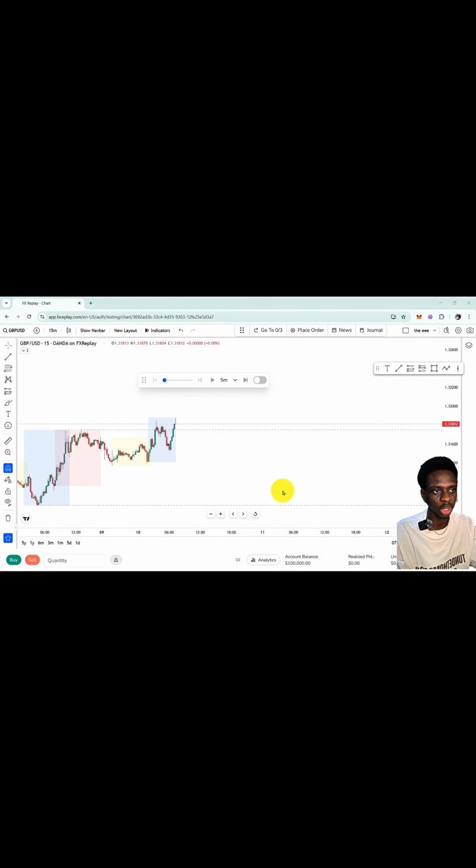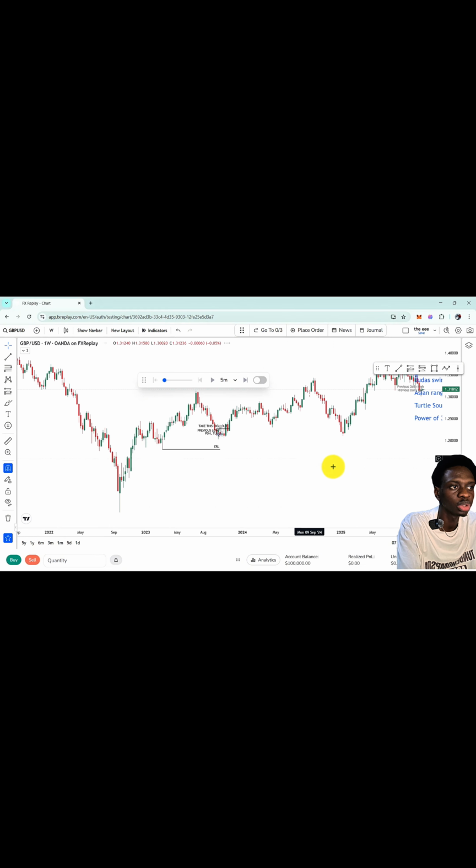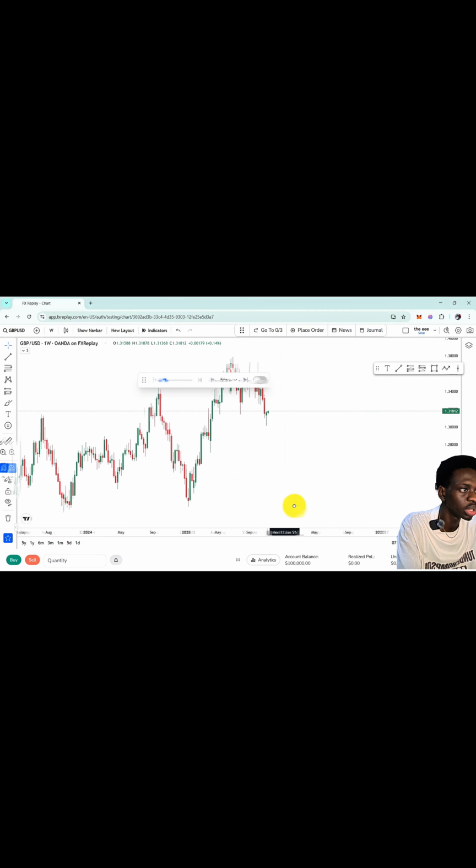So this is how to do your top-down analysis. The first thing you have to do is to go to your higher time frame. If you can go as high as the weekly or the monthly, do so, to understand what is really going on in the higher time frame.